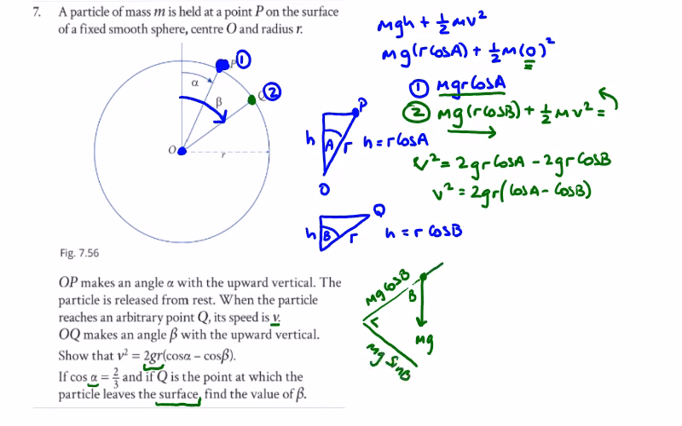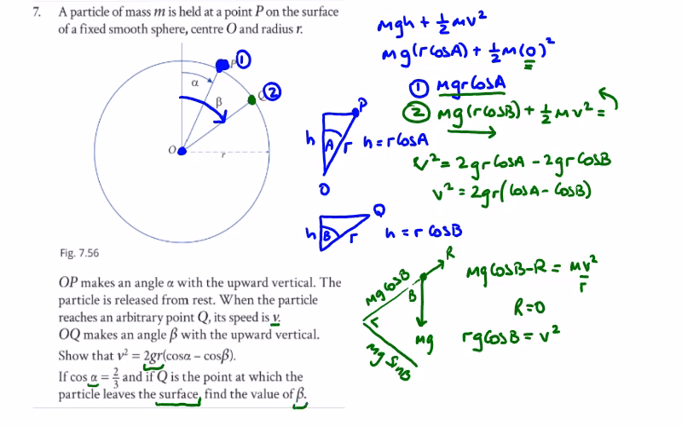We'd have the reaction opposing, which is going to be equal to 0 if it leaves. So we'd have mg cos beta minus R, the forces towards the center, are mv squared over R. With R equal to 0, and if we divide by m and multiply by R, we'll get Rg cos beta is equal to v squared.